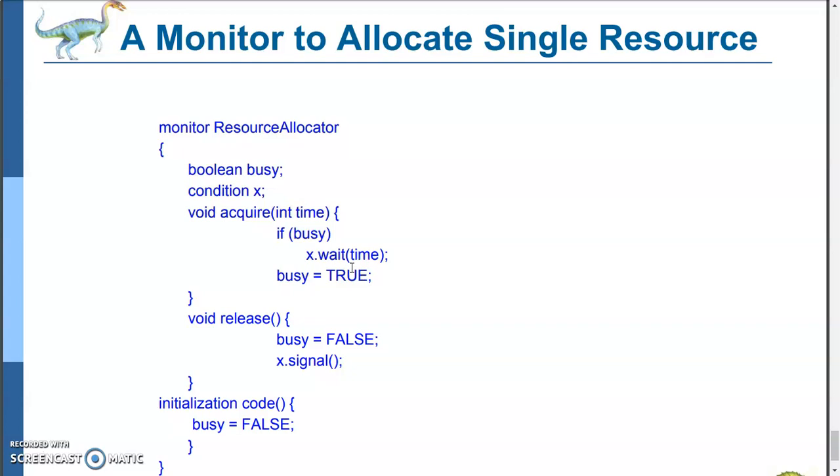For the monitor allocating a single resource, we can use the monitor resource allocator. With the help of the allocator, we use two functions: one is acquire, another one is release. With the help of these two functions, we can make the solution to the single resource allocation with the help of the monitor. That's all. Thank you.